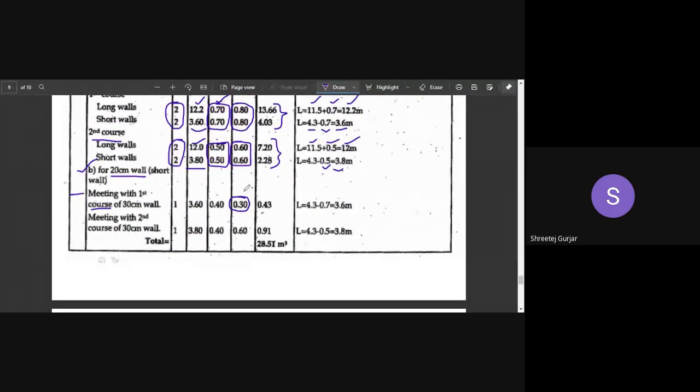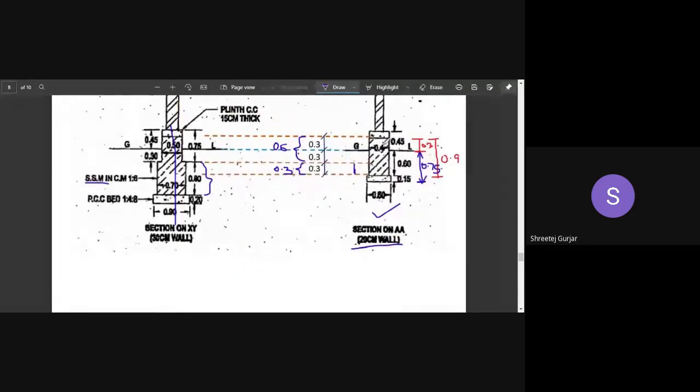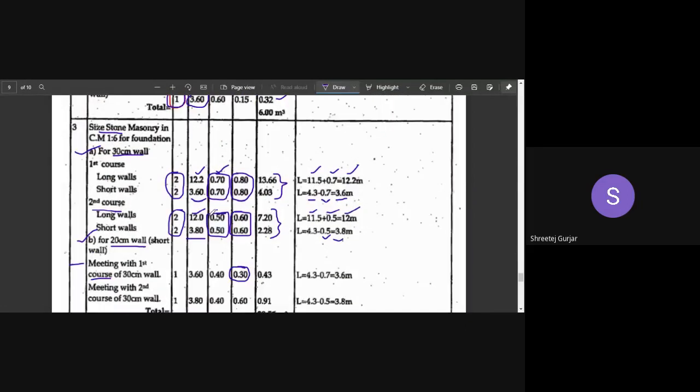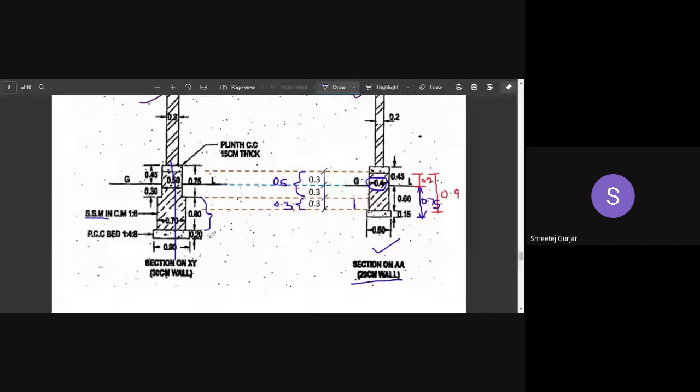Height is 0.3. And what is the width? Width is 0.4, right? And coming to length calculation, I have told you for short wall, this is a short wall, so there are no long walls here. So what do we do? We deduct our width from our center line length. Center line length we know is 4.3, and we need to deduct the width of the 30 centimeter wall that it is in contact with. So this part is in contact with my 30 centimeter wall at the width of 0.7 meters.